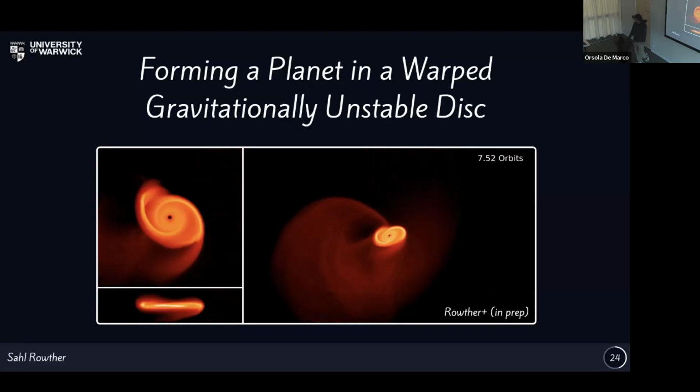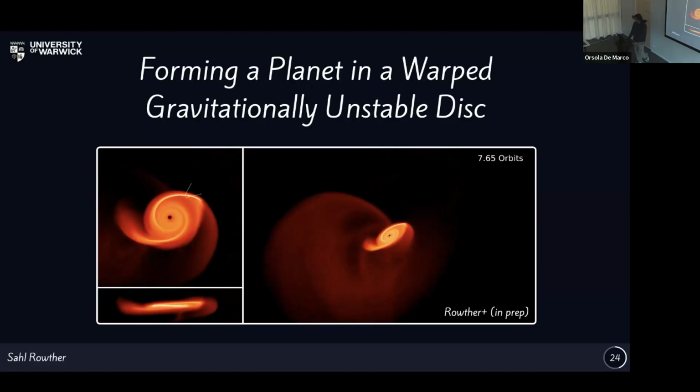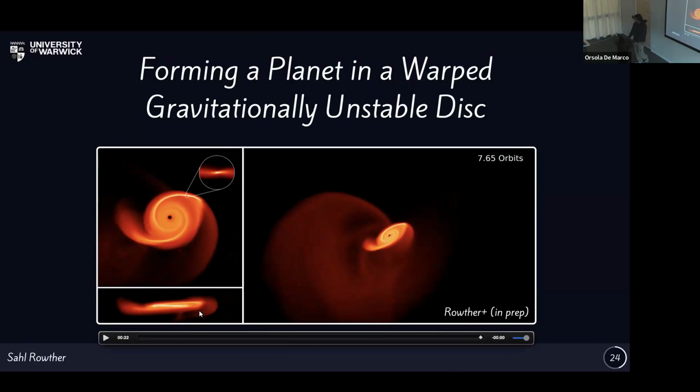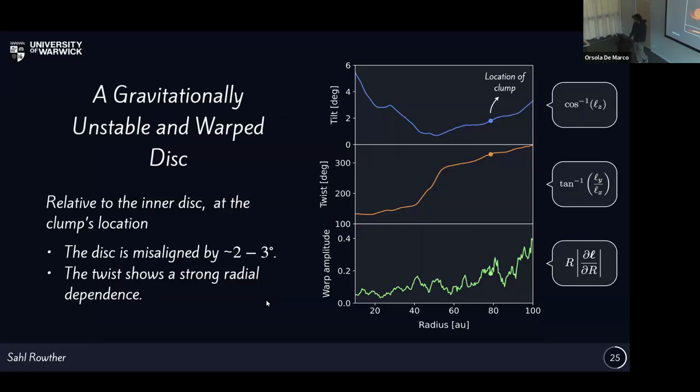So you can see the infall does affect the spiral arms, but over time, the gravitational instability is still dominant in this case, and the disk has fragmented, forming a bound clump. You can see in the bottom left, the spiral arms are misaligned relative to the disk. So essentially, we're forming a warp in a gravitationally unstable disk.